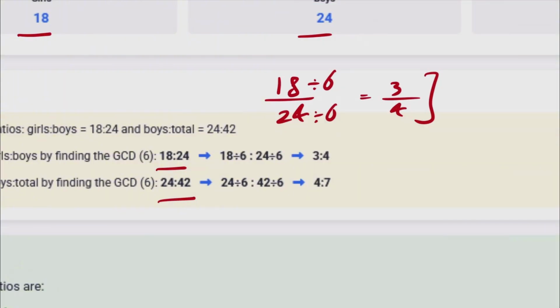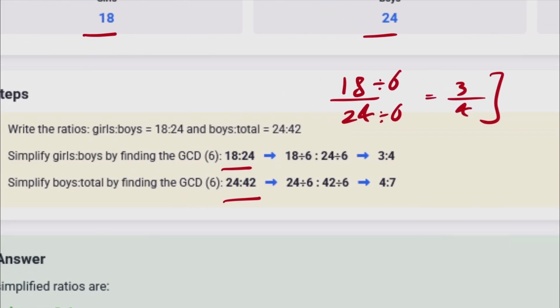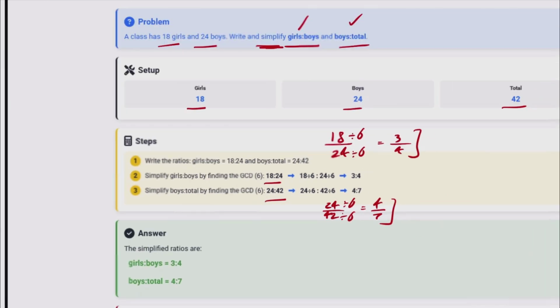So for the next part, we have 24 divided by 42, right? Again, we can find the number as 6: 24 divided by 42, divided by 6, divided by 6. So we have it as 4 over 7, and this is the very simplified version.